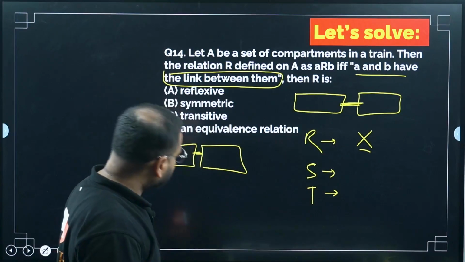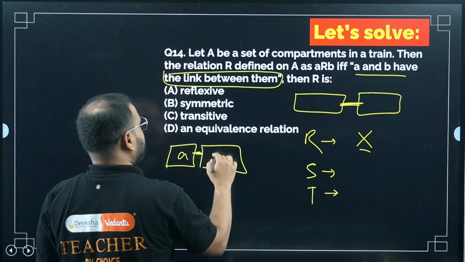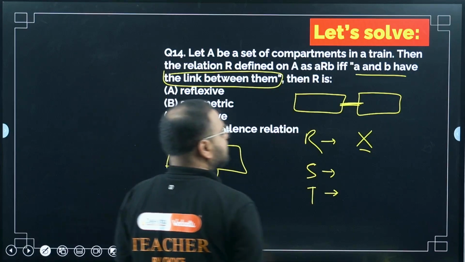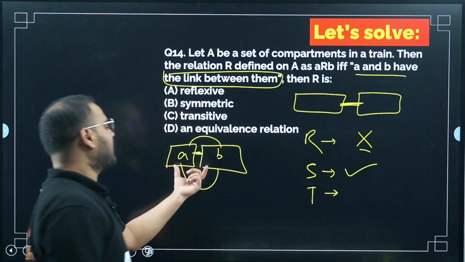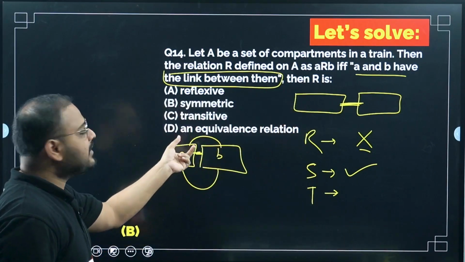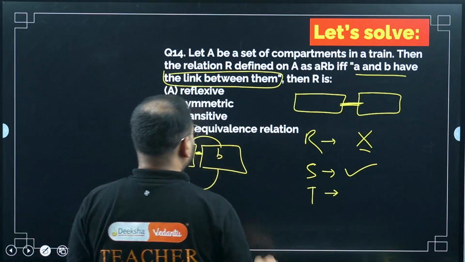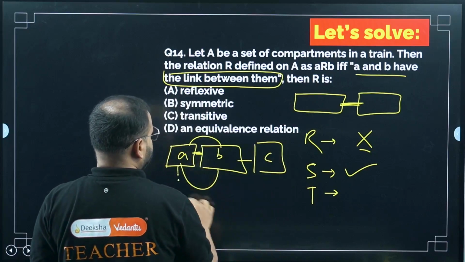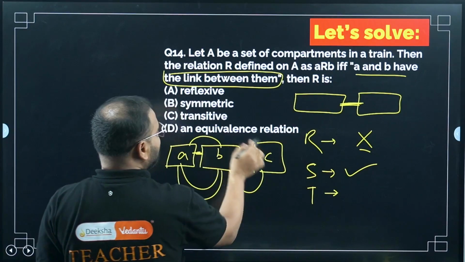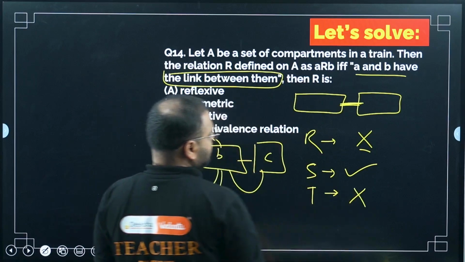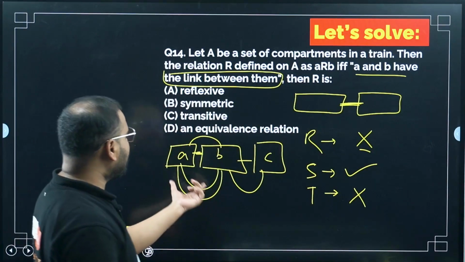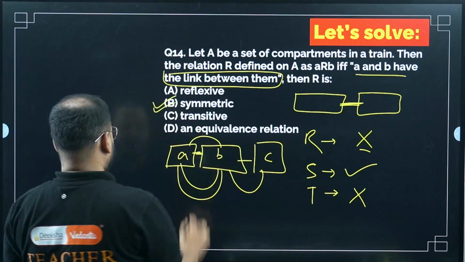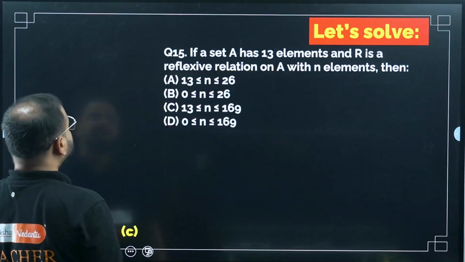What about symmetric? If this is my A, this is my B. A is linked with B, then B is also linked with A, correct? Symmetric, yes. A linked with B, B linked with A. What about transitive? Add here C. A linked with B, B linked with C. Is A linked with C? No, sir. Direct link is not there. So A is with B, B is with C, but A is not with C. So only symmetric. I hope you understood this.